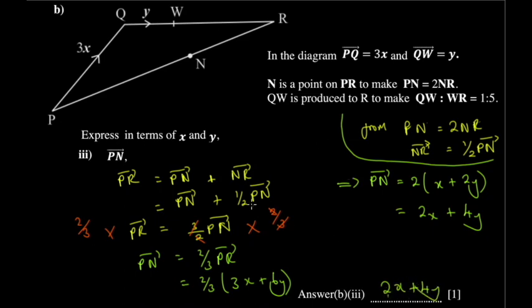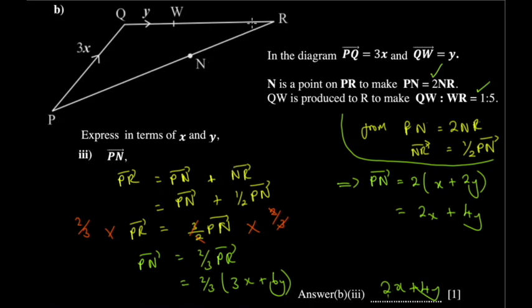Okay, so the trick is just knowing exactly which path to check, and also using these ratios that you're given. The way that we use this one is we found PN, because we knew that's what we wanted, and then NR, that's what we wanted.